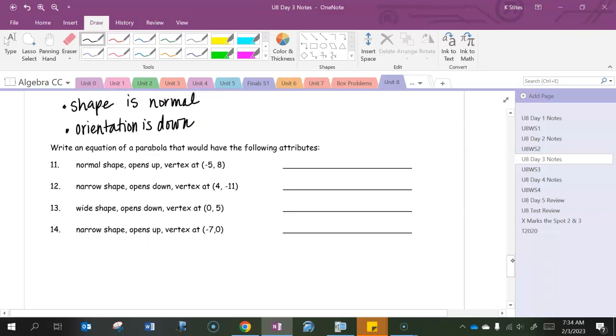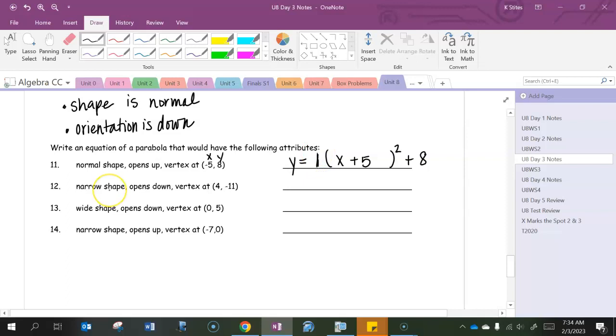All right, so now you are given the description and you're going to go ahead and write the equation. Okay, I would start with the vertex just like you did before. Okay, so if the vertex is at -5, 8, you know you're going to have an x plus 5, make sure you square it, plus 8, because again, the x coordinate is the one that always changes. It's opening up, so my A value is going to be positive, and it's going to have a normal shape, so that means I have to have a 1 here.